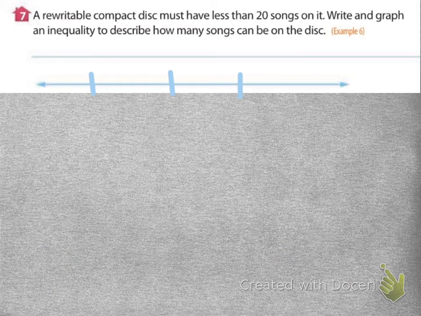Number 7: a rewritable compact disc must have less than 20 songs on it. Write and graph an inequality to describe how many songs can be on the disc. So it says it must have less than 20 songs on it. I'm only going to be able to use one variable, so only C, don't put CD. C is going to be less than 20. So unfortunately I can't have 20 exactly. I have to have less than 20 songs.